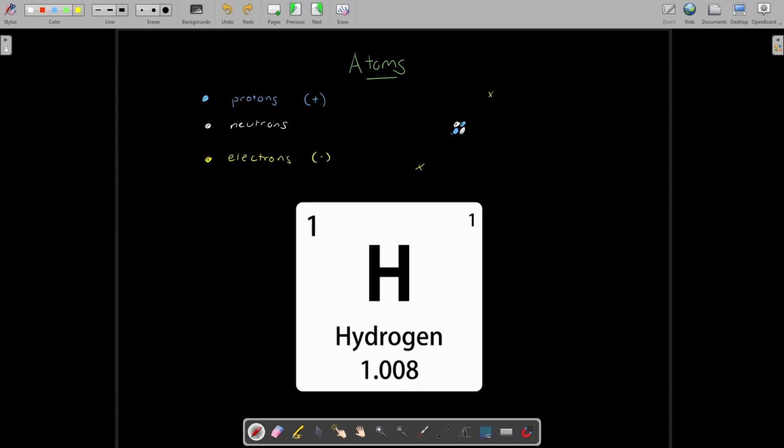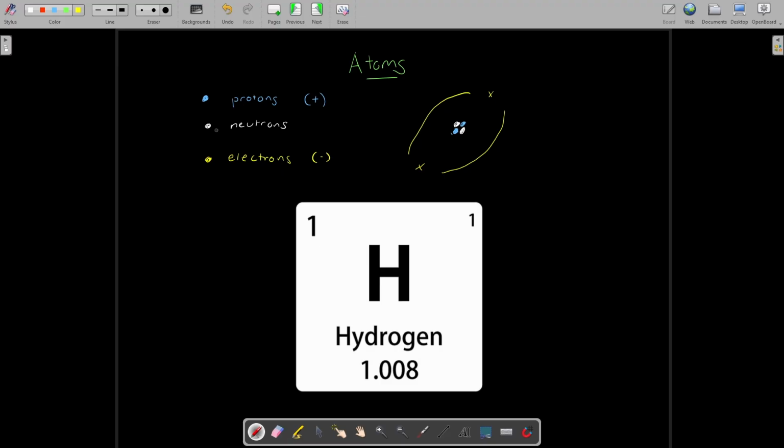Atoms themselves are composed of smaller subatomic particles, which include protons, neutrons, and electrons. Protons have positive charge, neutrons have a neutral charge, and electrons have negative charge. Protons and neutrons are packed in the nucleus of the atom, while electrons rapidly move around the outside, forming a sort of electron cloud.